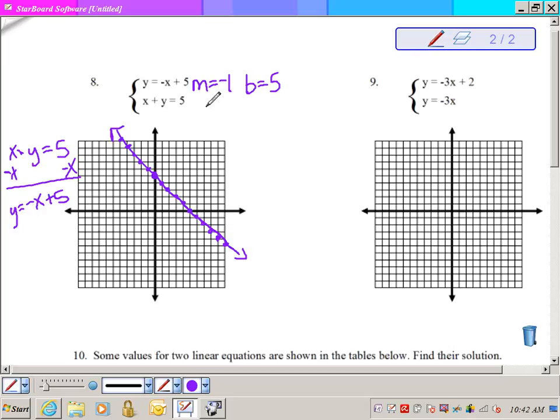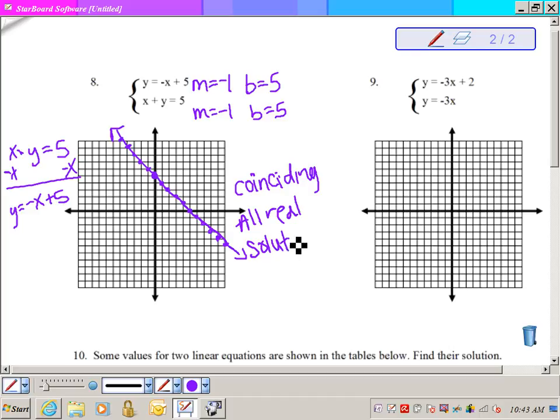Same slope. So my m is negative 1. What's my b value? 5. It's the same equation. So what do I know? It's coinciding. So how many solutions do I have? All real solutions. Or you can draw that double-backed R.